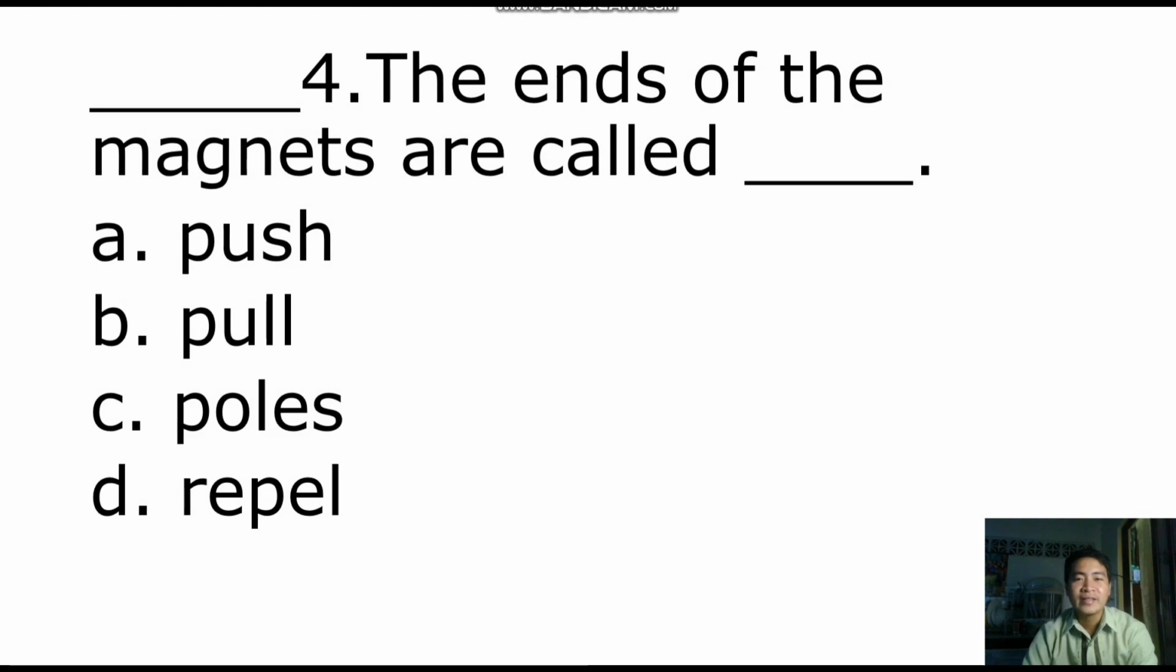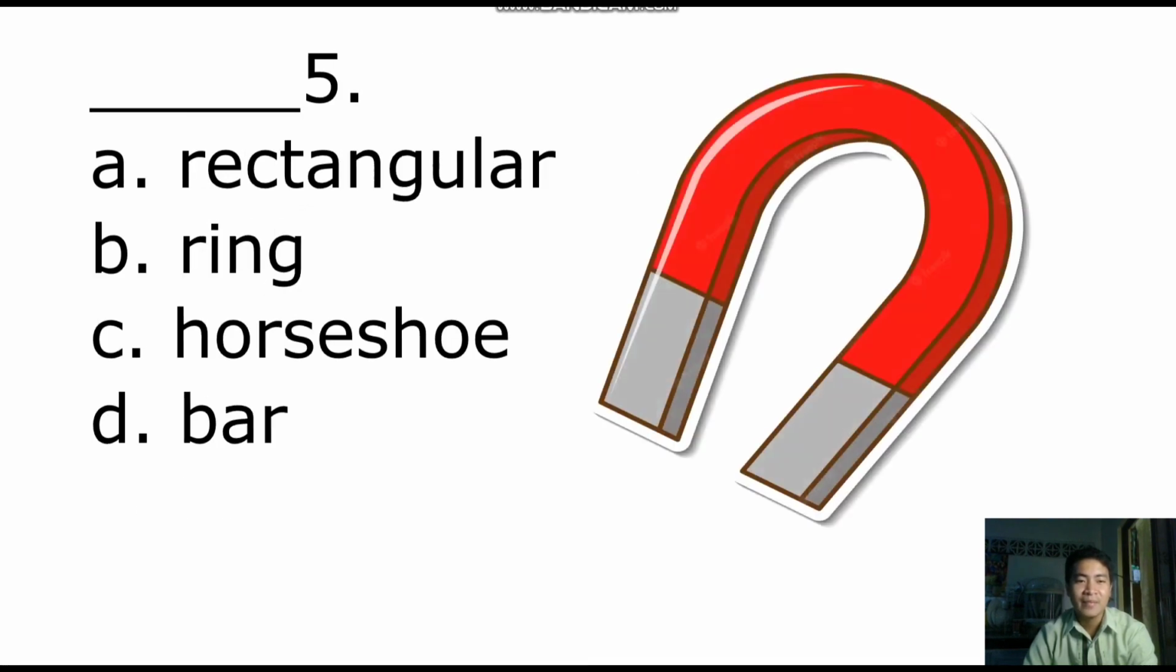Number 4, the ends of the magnets are called A, push, B, pull, C, poles, D, repel. And number 5, what is this picture? A, rectangular magnet, B, ring magnet, C, horseshoe magnet, D, bar magnets.